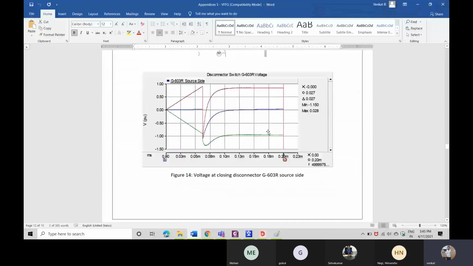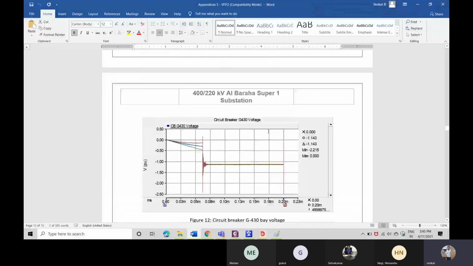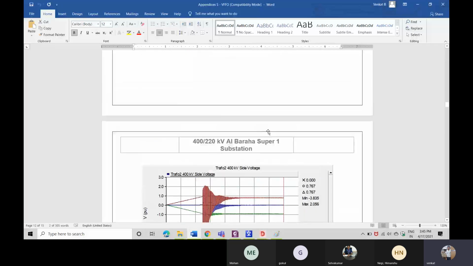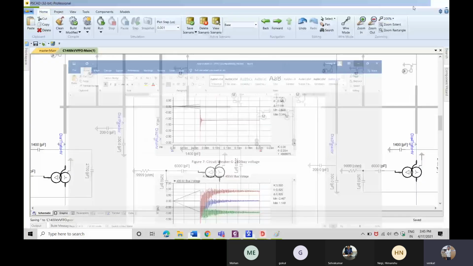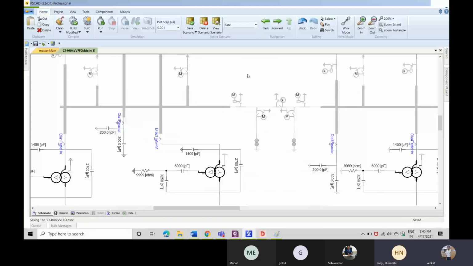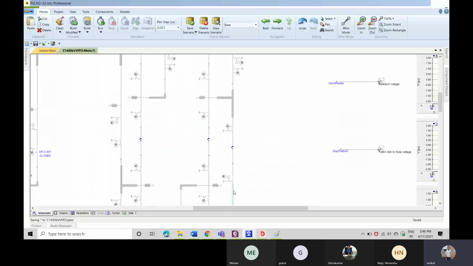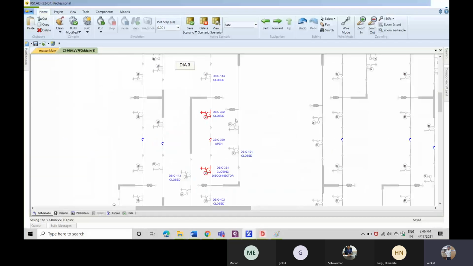What I will do is share this file which we have used for this VFTO simulation. You can go through this file completely, and if you have any doubts, kindly ask. We can discuss it.